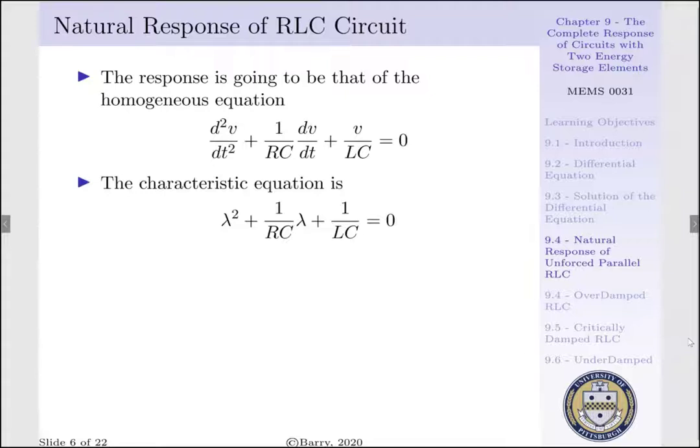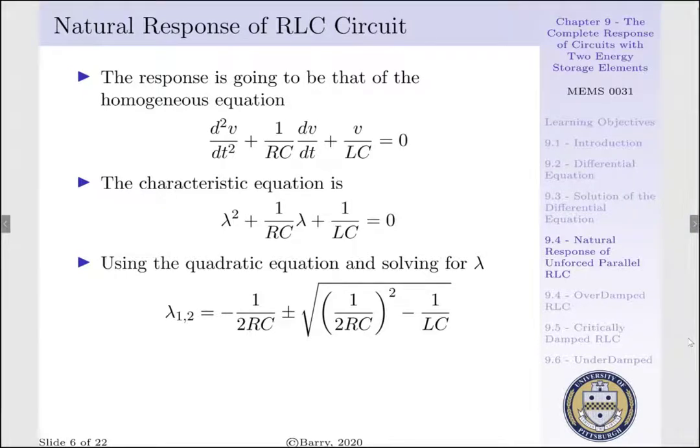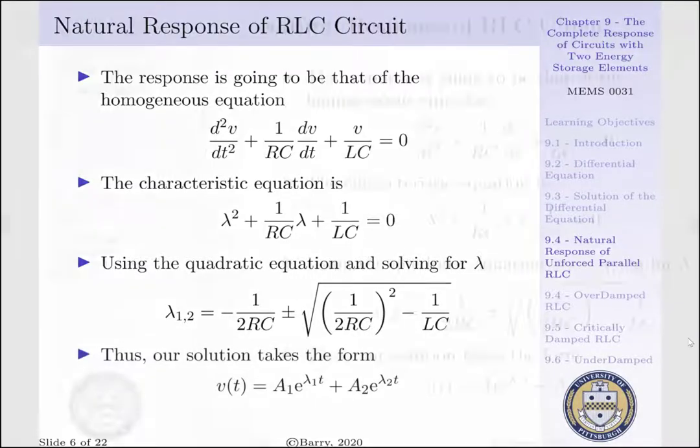To do such, our characteristic equation describing our second order ordinary linear differential equation is lambda squared plus 1 per RC lambda plus 1 per LC is equal to 0. Using the quadratic equation, we can solve for lambda. Lambda 1 and 2 is equal to minus 1 per 2RC plus or minus the square root of the quantity 1 per 2RC squared minus 1 per LC. Since we have two unique eigenvalues, our solution takes the form V of t is equal to a1 e to lambda 1t plus a2 e to lambda 2t, where a1 and a2 are constants.